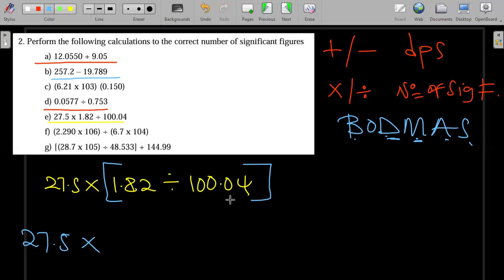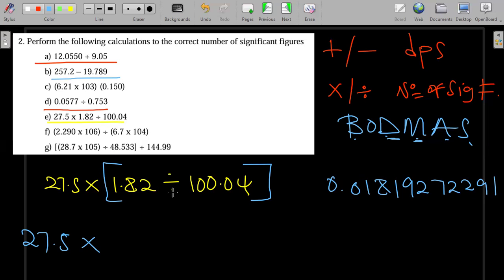So let me just punch this into my calculator. Okay, so what do we get? So 1.82 divided by 100.04. So when I do that, what I get is 0.01819272291. Okay, so this is what I get.